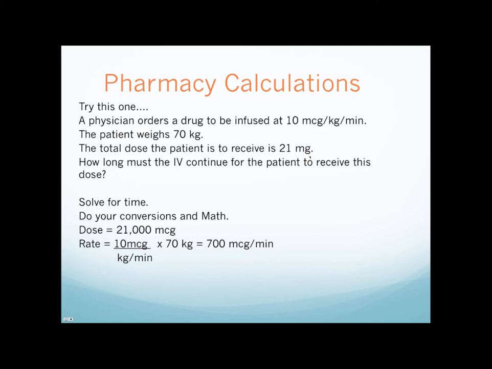So the dose is 21 milligrams. I'm going to go ahead and convert that to 21,000 micrograms. That way I can use this 10 micrograms per kilogram per minute, the infusion rate, times the patient weight. They weigh 70 kilograms, so I'm going to get 700 micrograms per minute. But what I need for this total infusion is 21,000 micrograms. So I'm going to take 1 times 21,000 divided by 700, and x equals 30 minutes.